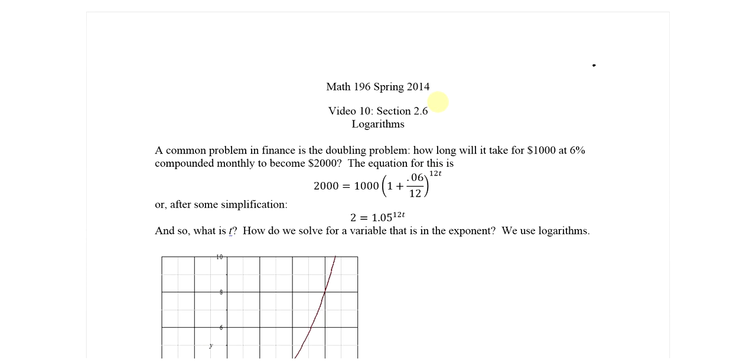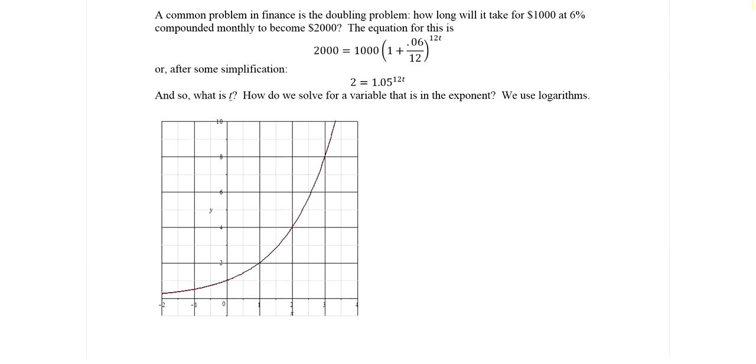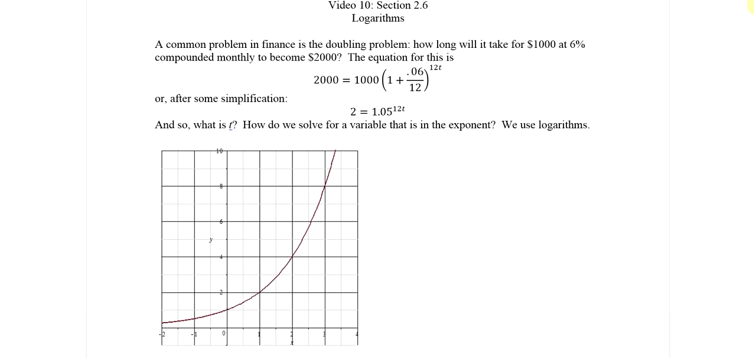And so we'll start this video by asking a question that comes up in finance a bit. The doubling problem. How long will it take $1,000, for example, at 6% compounded monthly to become $2,000? Or in general, if you're investing a certain amount, how long will it take to reach another amount? So, the doubling problem then, this is compound interest.